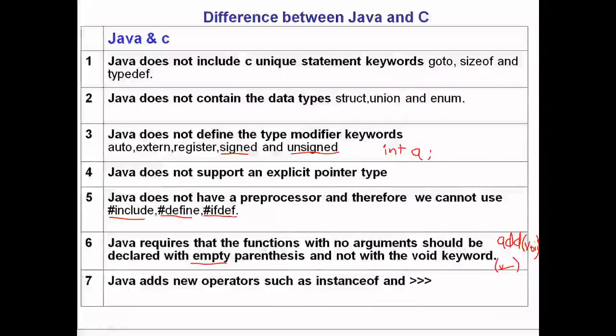Okay, the next difference is Java adds new operators such as instanceof, and this is right shift with zero fill operator. This operator is called as right shift with zero fill. These are some new operators which have been added in Java, but there are no such operators available in C programming. What are those operators, instanceof and right shift with zero fill, that we will study later in the syllabus. So these are some differences between Java and C programming language.